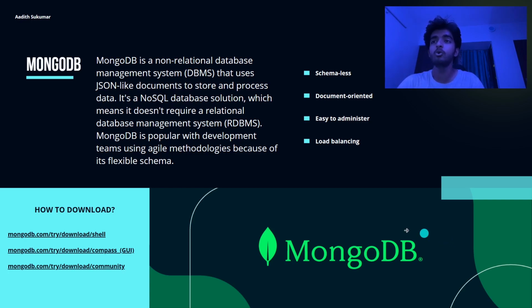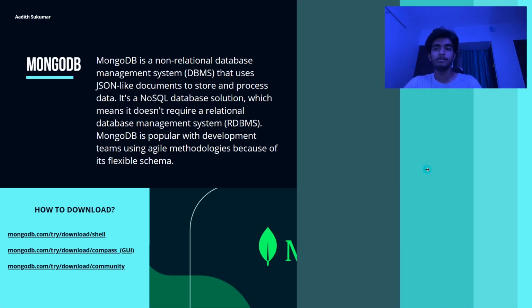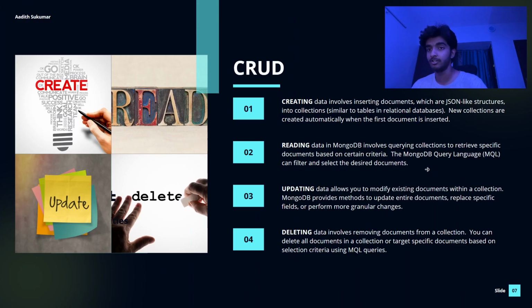Now to install MongoDB, you'll have to go to mongodb.com/try/download shell to install the MongoDB shell or the Mongo SH. Then we'll be installing the Mongo Compass, which is the GUI version of the same, and then also the community server edition if it deploys servers. So today in MongoDB, we'll be only focusing on CRUD. As you can see, it means create, read, update, and delete.